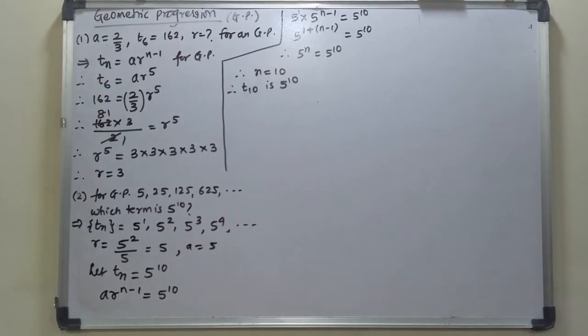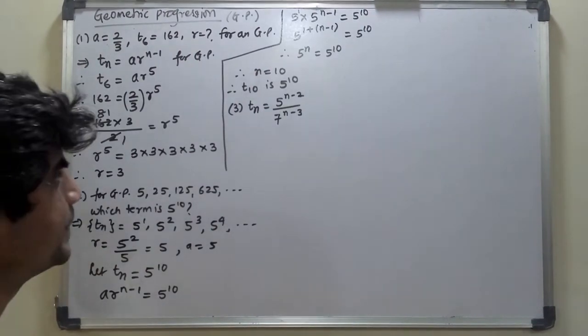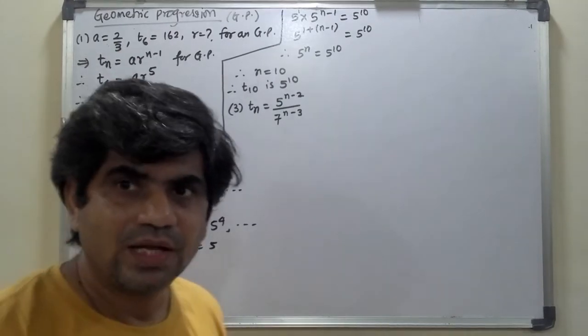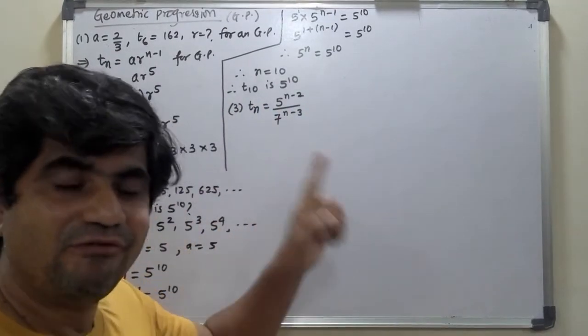Okay. Now let us go to another question which will require the basic fundamental part. Now this is given to you. Tn is equal to 5 raised to n minus 2 upon 7 raised to n minus 3. Agreed? It is asking you, if you write this sequence, will it be a GP?